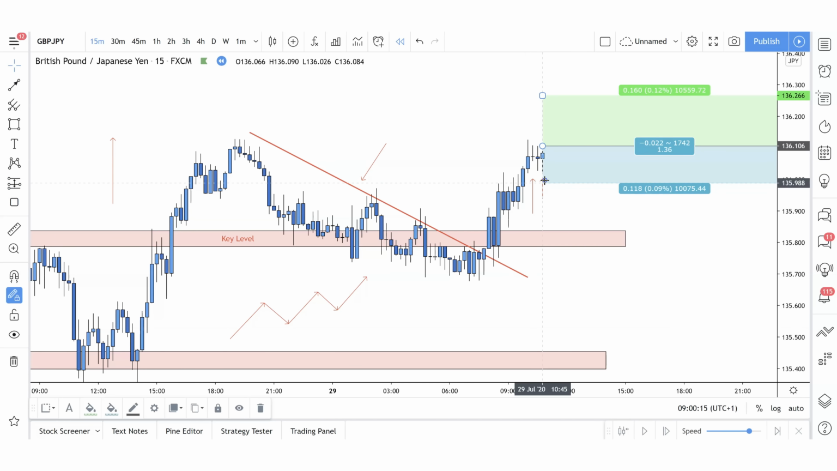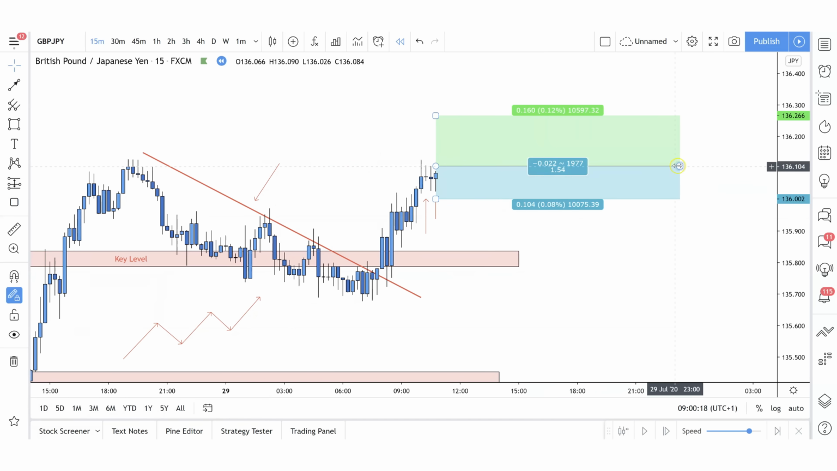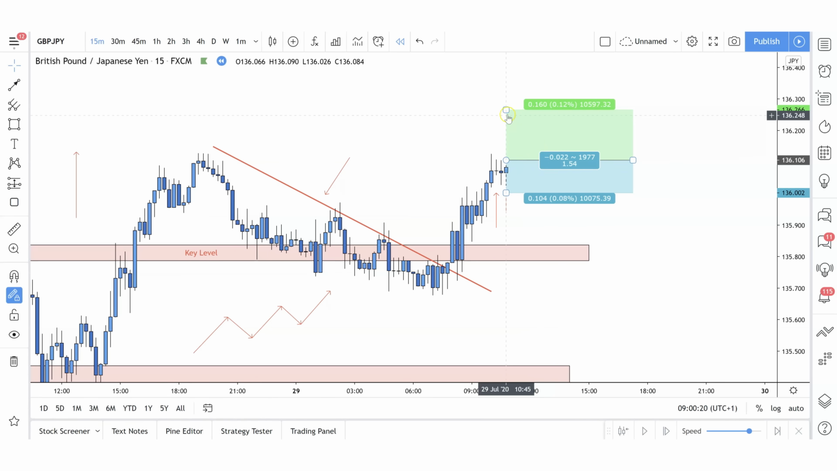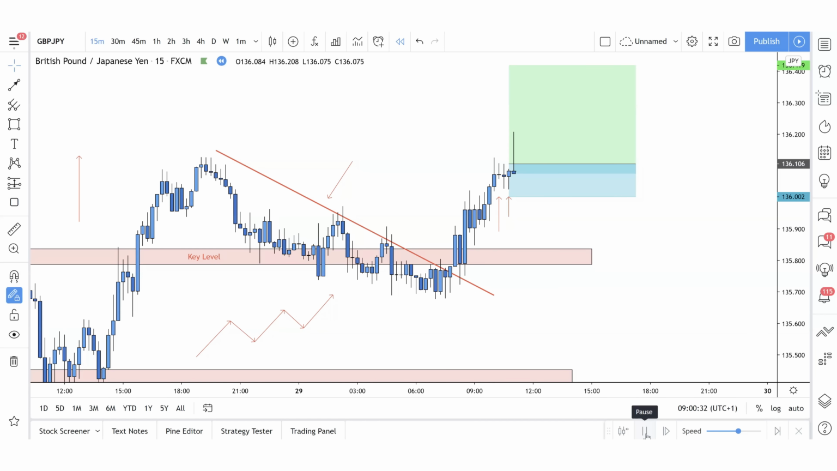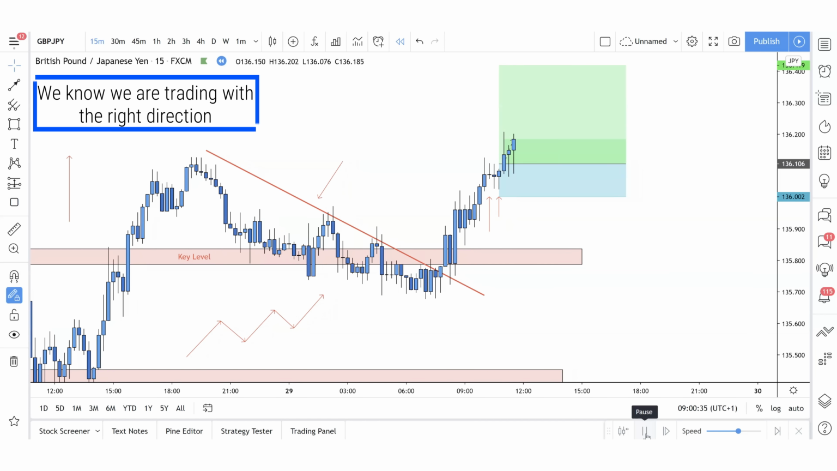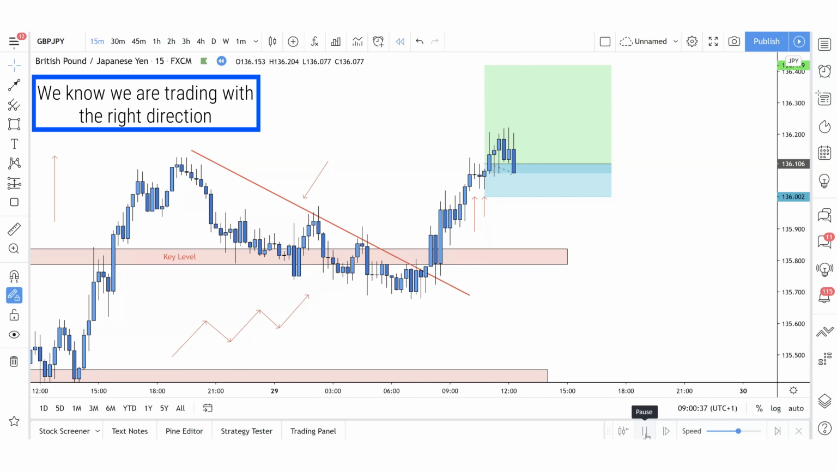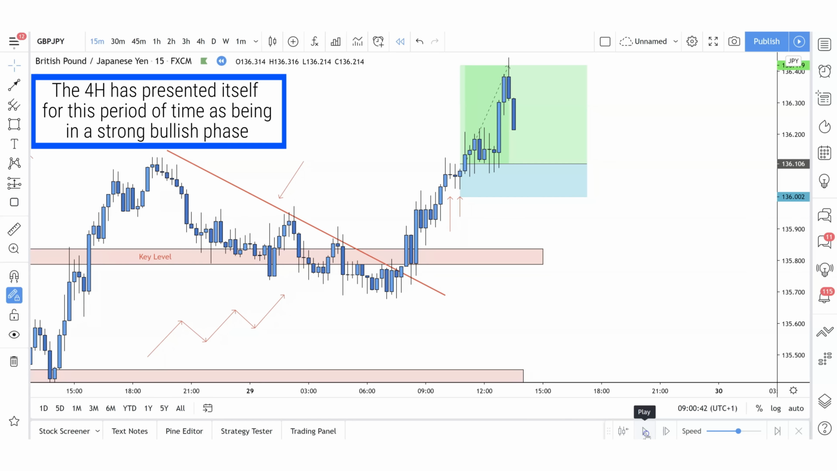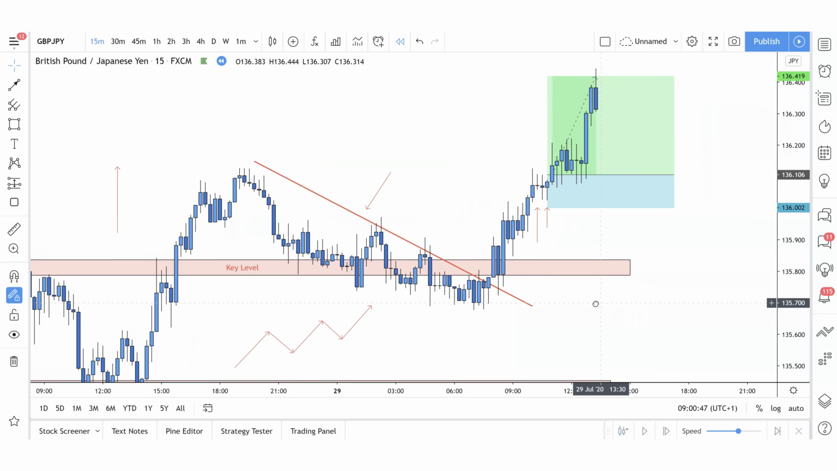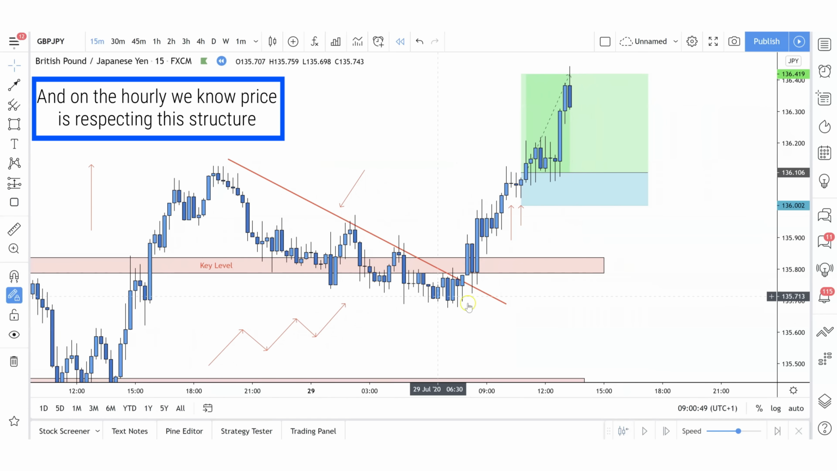And I like to take stop entries because I like to enter with momentum. And for me personally, it's just been the best way to trade for the last 4 years of my life. And we set our entry as a buy stop. We go for our 1 to 3 risk reward ratio, and then we let this trade play out. Now, the thing is with this trade is that we know we're trading with the right direction because the trend is up. We also know that the 4H has presented itself for this period of time as being in a strong bullish phase. And on the hourly, we know prices respected this structure.